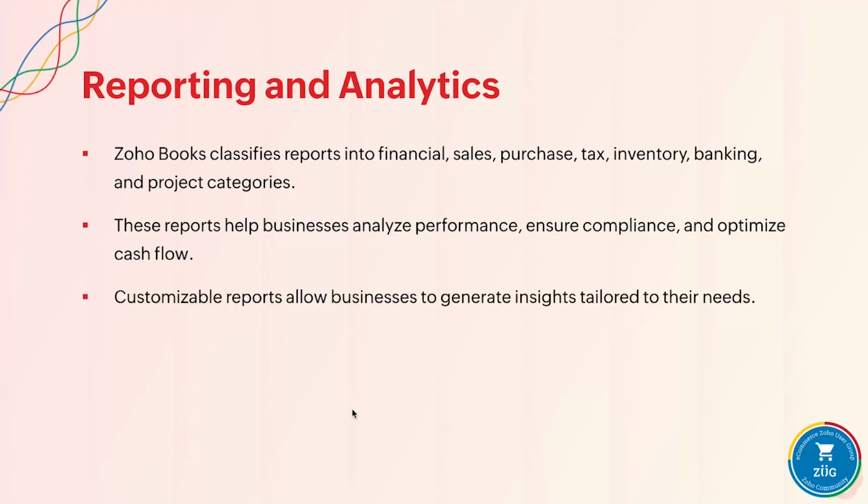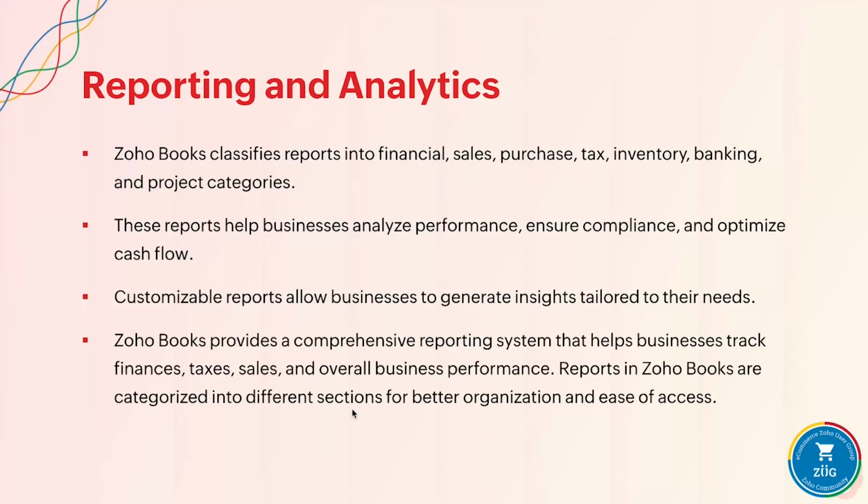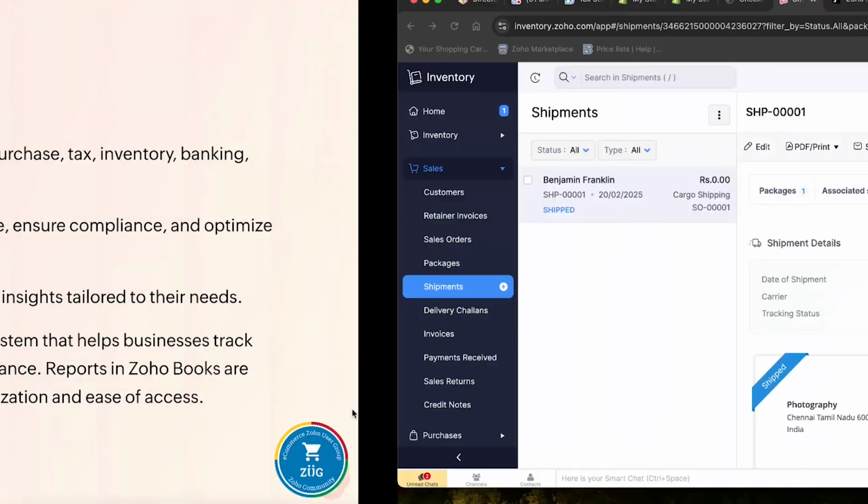And these customizable reports allow your business to generate insights tailored to your business needs. When it comes to Zoho Books, it will give you a comprehensive report system that will help the business track finances, tax, and sales, which is for the business performance. And these reports in Books are categorized into different sections. If I say different sections, you cannot even imagine how many sections there are in these reports. I'll show it to you in the reports page.